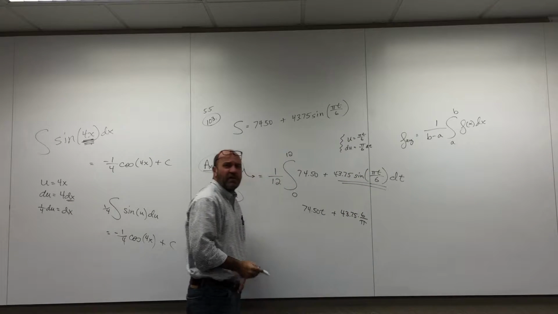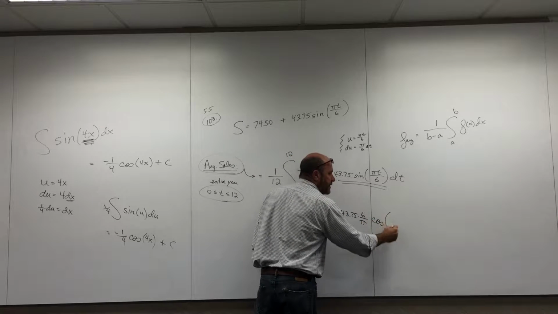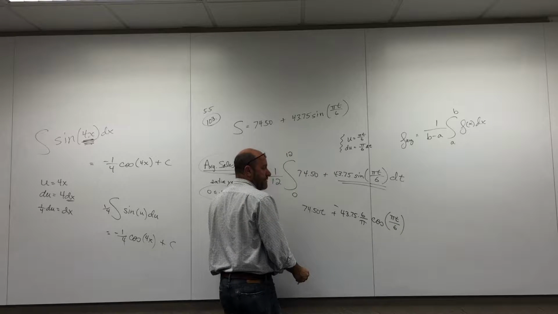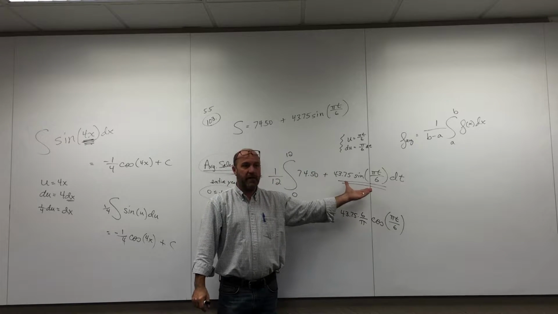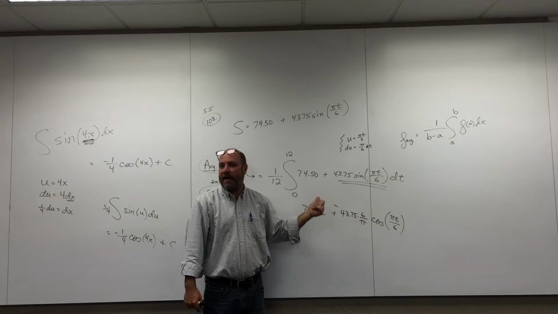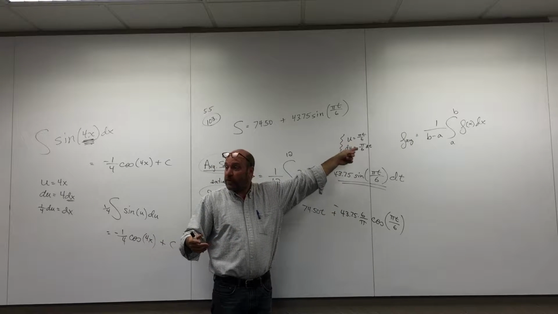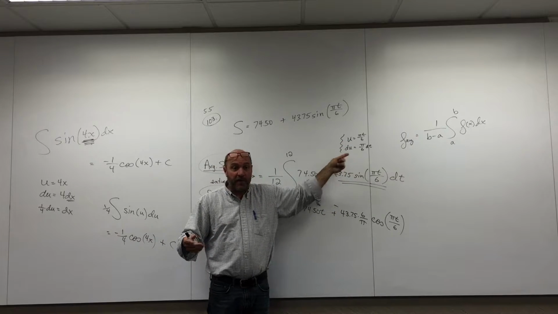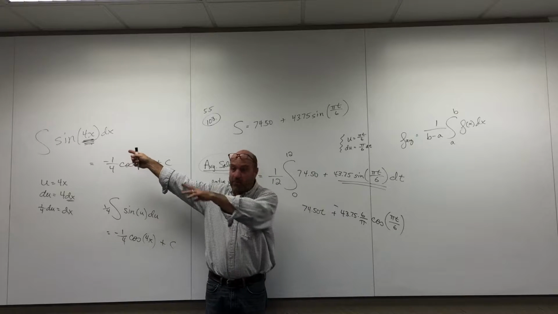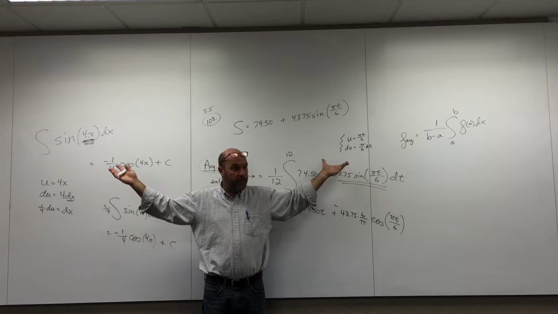What's the answer to the integral of sine? Negative cosine pi t over 6. I think I just integrated that. I integrated sine and I got negative cosine. And I spit out a 6 over pi. Why did I spit out a 6 over pi? From the U-substitution. Same reason I spit out a 1/4 over here. Are you with me? Same reason I spit out a 1/4, I'm spitting out a 6 over pi. I hope you understand that.